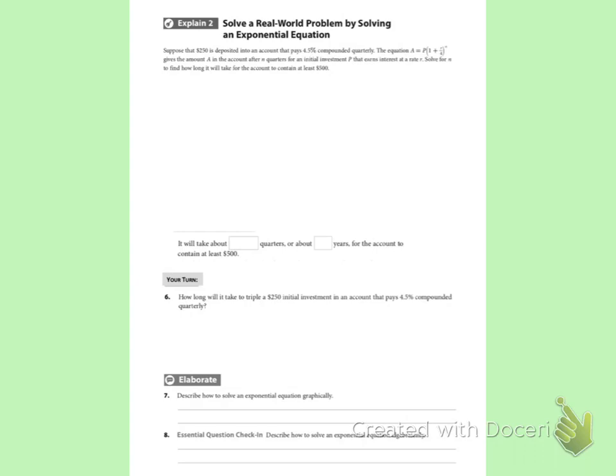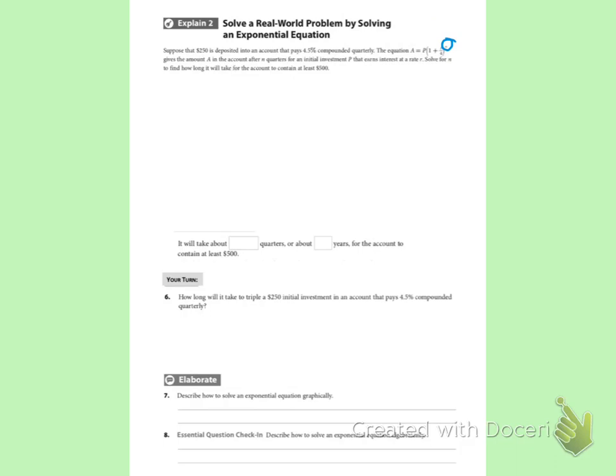Solve for n to find how long it will take for the account to contain at least $500. Okay, so they want us, instead of using what we normally would use for an exponent, which would be 4 times t, to call that n. Like this right here is what we normally would have as 4t, the 4 for the 4 compounding periods and t for the number of years. But they wanted us to solve for n, which means the total number of quarters. Okay, so that's actually going to make it a little bit easier when we solve.